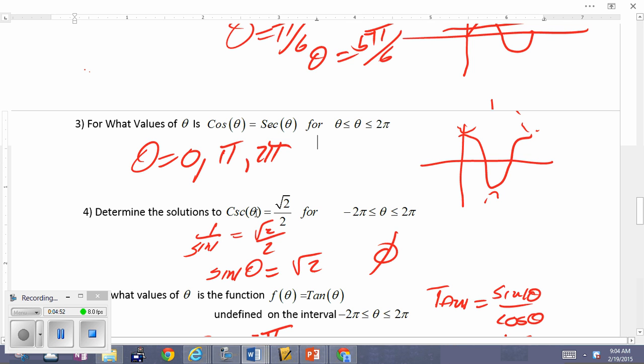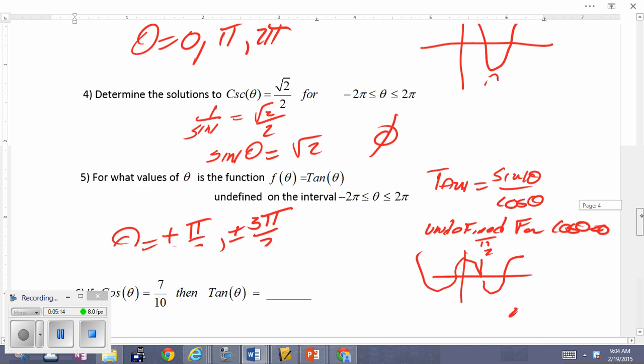Determine the solutions to the cosecant of theta equaling root 2 over 2. That's the same as asking when is 1 over the sine equal to root 2 over 2, or when is the sine equal to root 2, which is never going to happen.